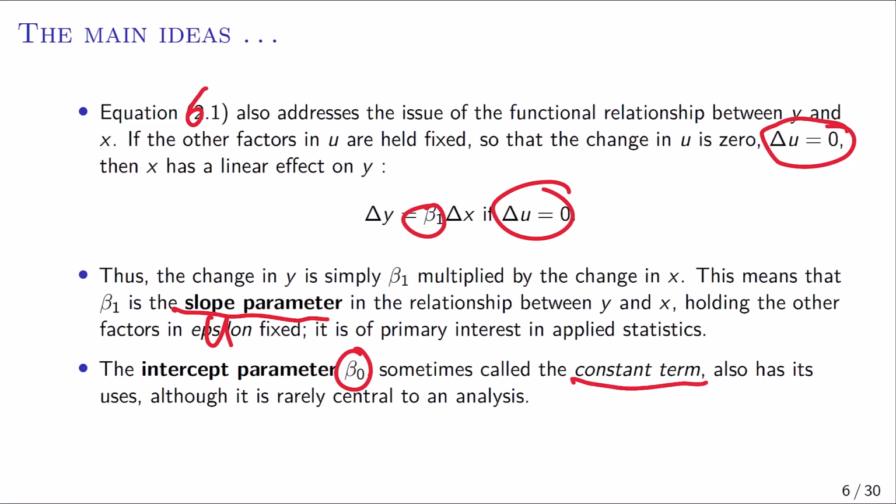The intercept parameter beta naught, or beta 0, is called the constant term. It also has its use, though it's not really central to an analysis. Why is it not central? Because exactly right here, if the change of the error term is 0, then the change of y has nothing to do with beta naught, only beta 1.